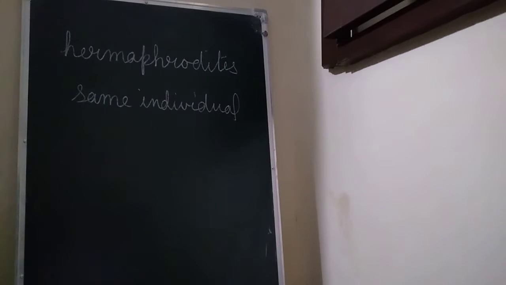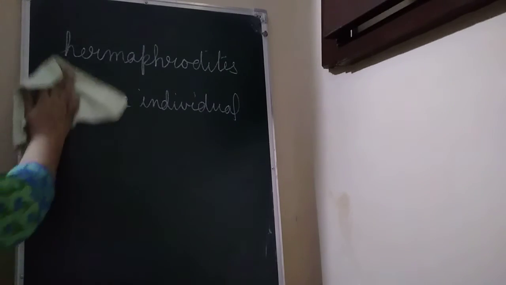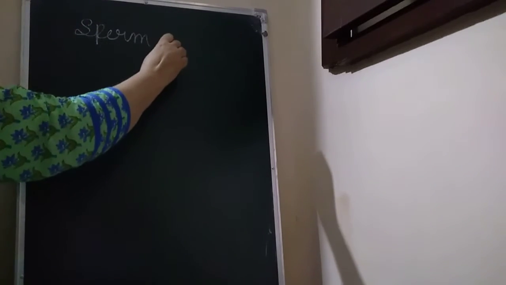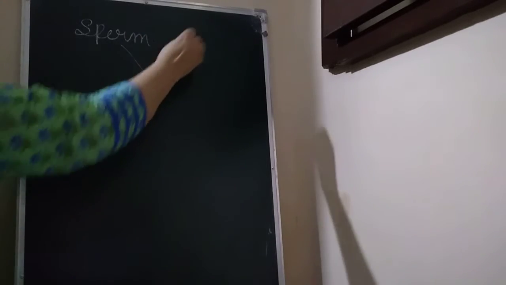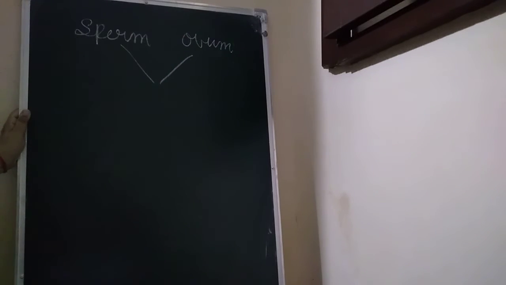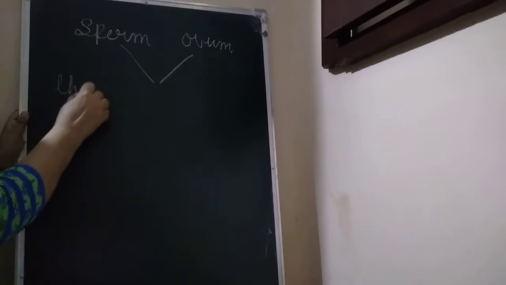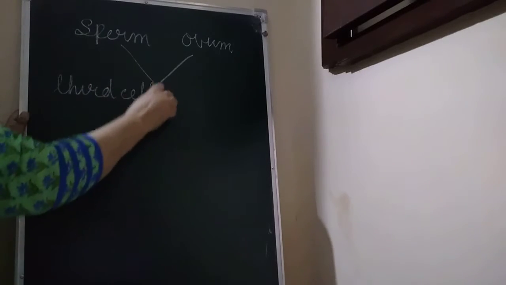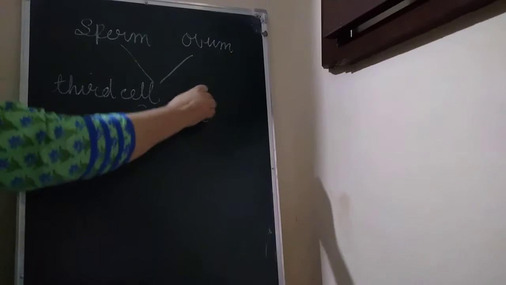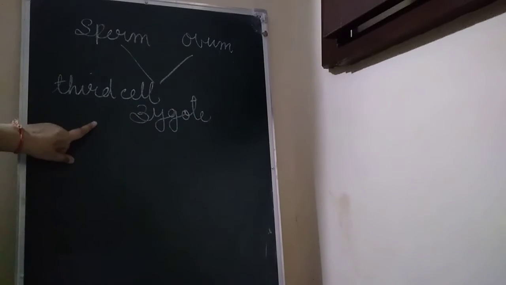Fine children. Now what happens during sexual reproduction? During sexual reproduction, the sperm and ovum fuse together. So what is formed, children? A third cell is formed, and what is it known as? That is known as the zygote.